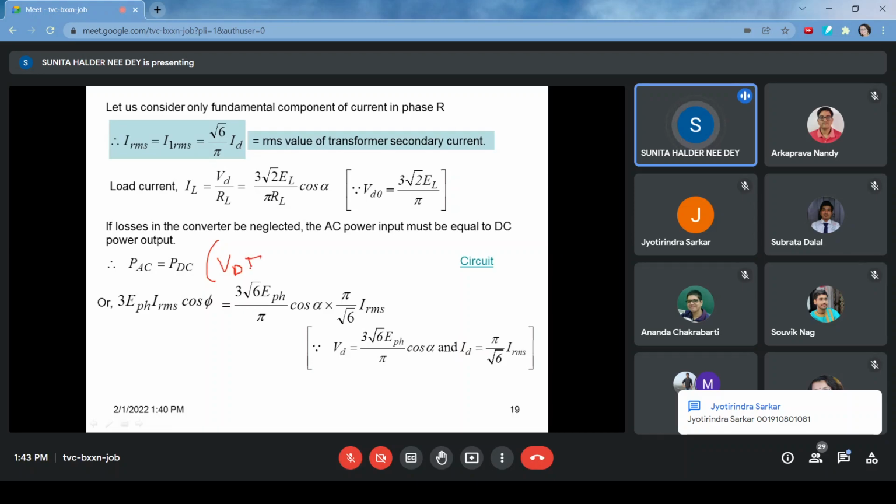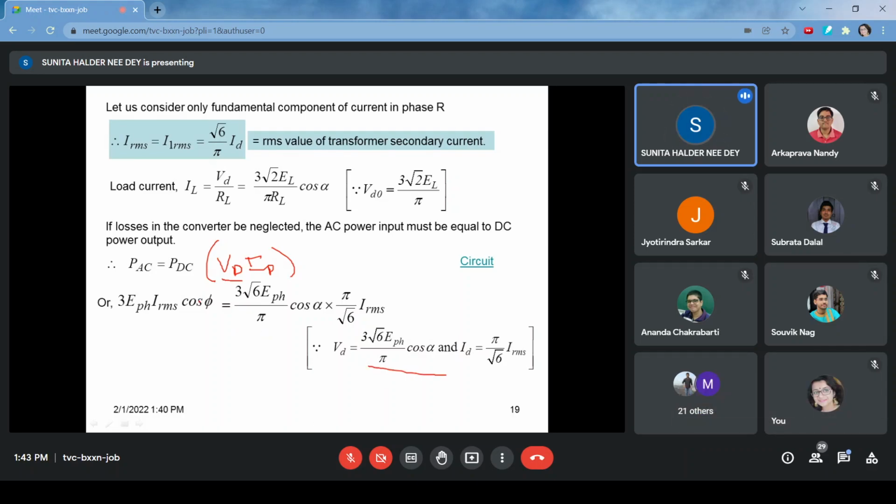There is no cos phi there. If I write in terms of DC quantity, because in DC there is no phase, the total DC power will be equal to the 3 phase AC power. So this Vd we have derived, that is Vd0 cos alpha, and Id we have derived too. Id I have written in terms of RMS because here we need Id. So Id is 3 pi into IRMS by root 6, right?